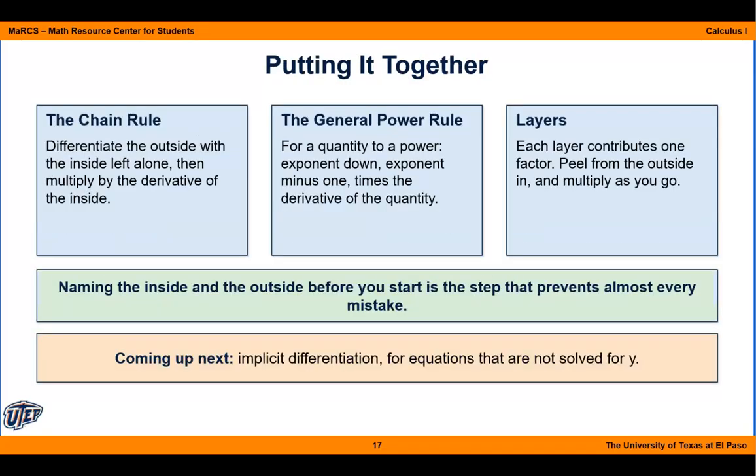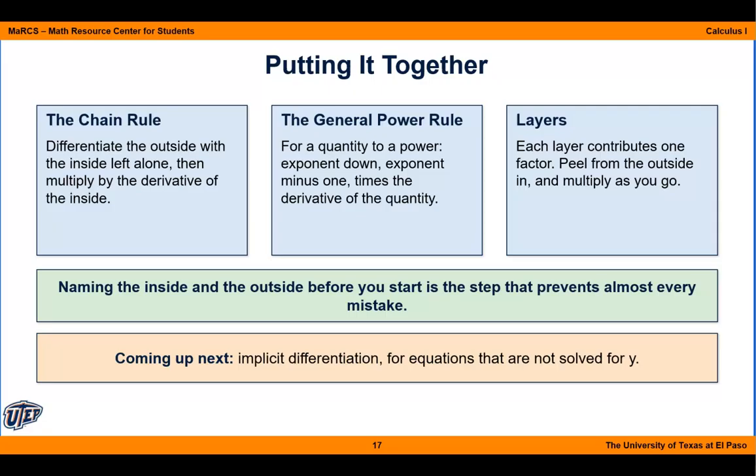Let's bring the ideas together. For y equals f of g of x, differentiate the outside function with the inside left unchanged, and then multiply by the derivative of the inside. y prime equals f prime of g of x times g prime of x. For a quantity raised to a power, bring the exponent down, subtract 1 from the exponent, and multiply by the derivative of the entire quantity. When a function has several layers, repeat the chain rule from the outside in until every layer has been differentiated. Always identify the complete structure first.